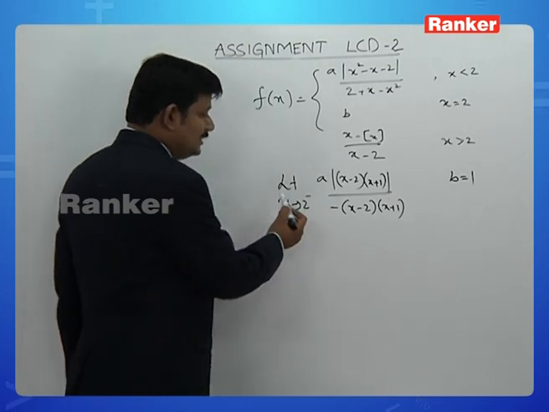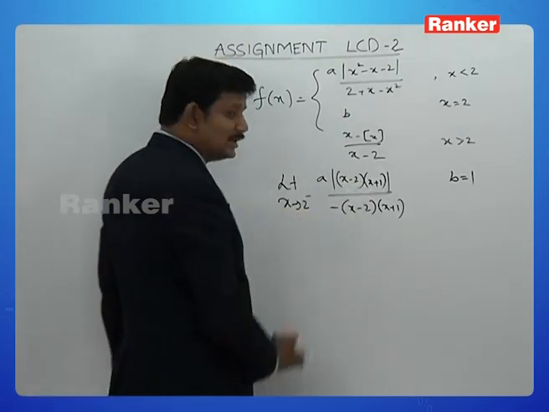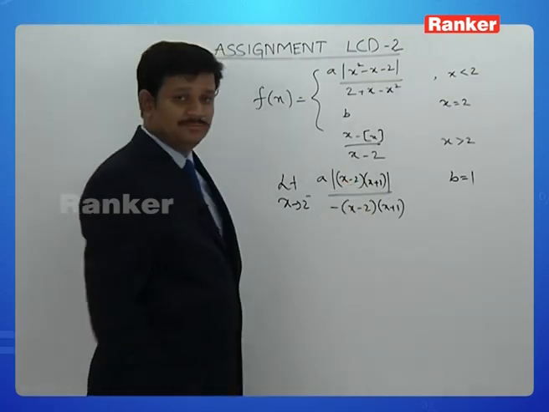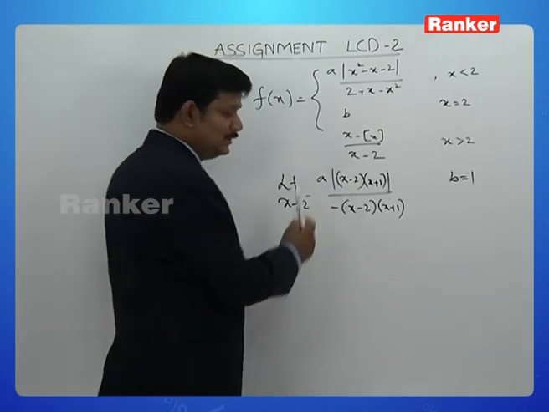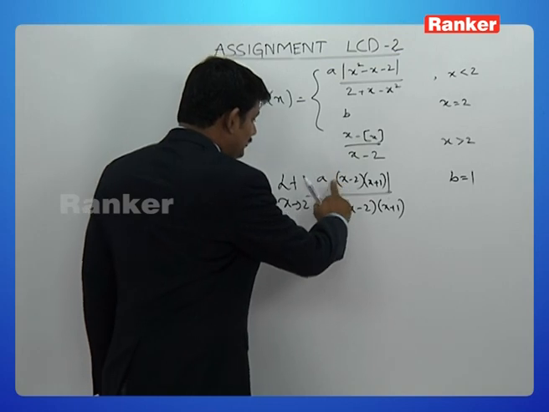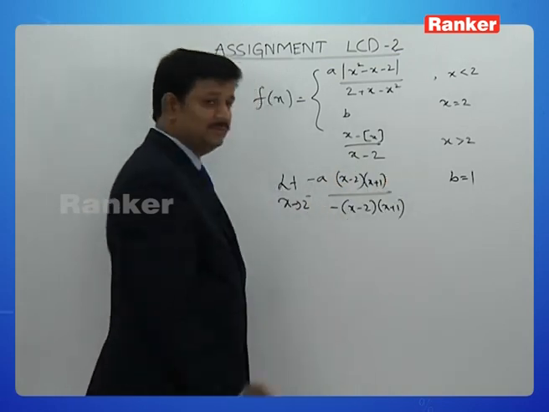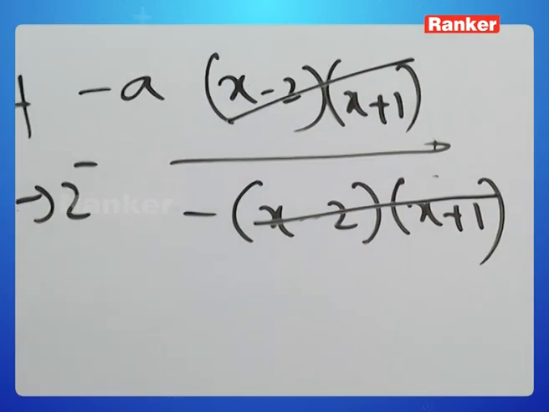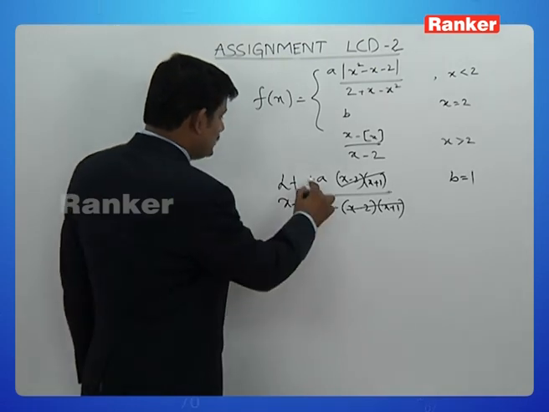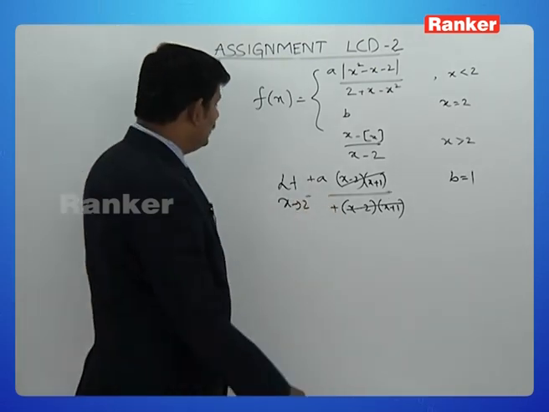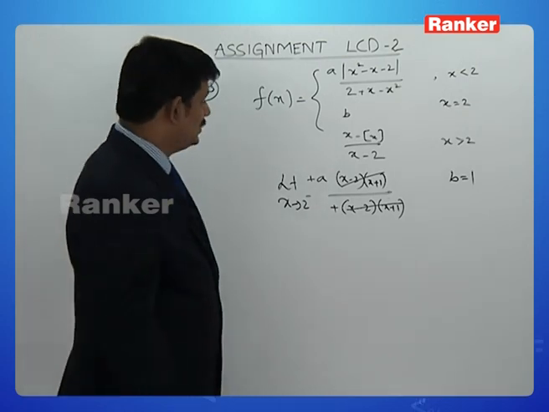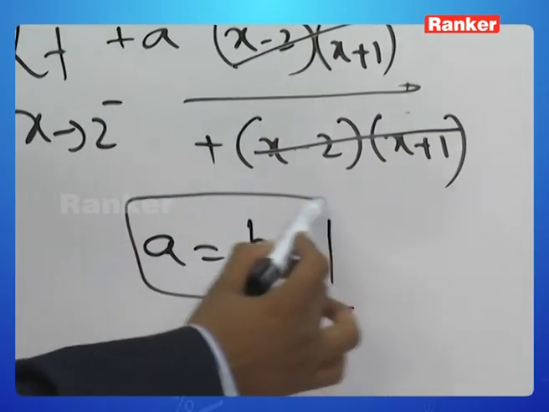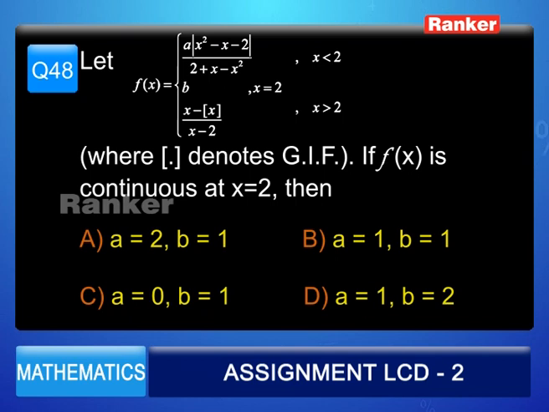Now, x is slightly less than 2, so x minus 2 is negative and x plus 1 is positive. That makes the product negative. (x minus 2) into (x plus 1) is negative, and the modulus of a negative number is minus of that number. So (x minus 2) and (x plus 1) get cancelled, the minus sign gets cancelled. The left hand limit is a. And for the function to be continuous, a should be equal to b, which should be equal to 1. So it's answer B.